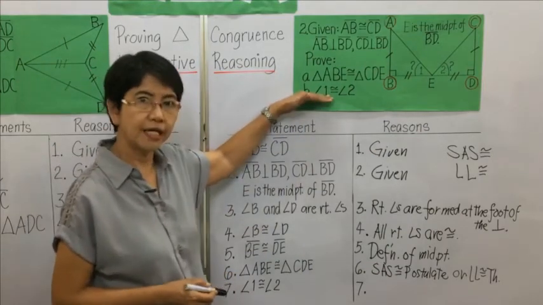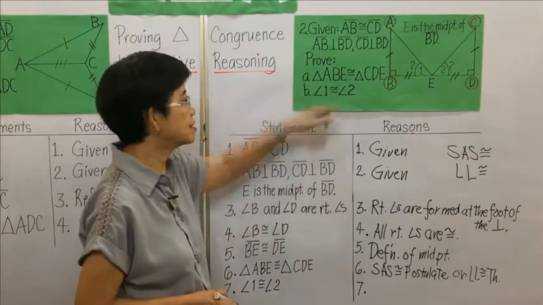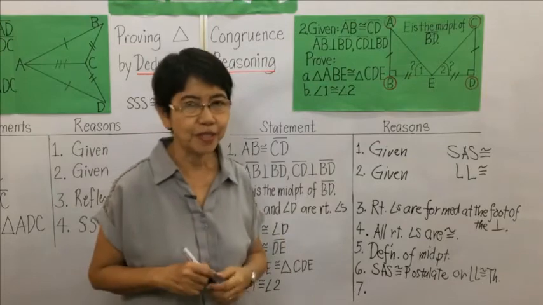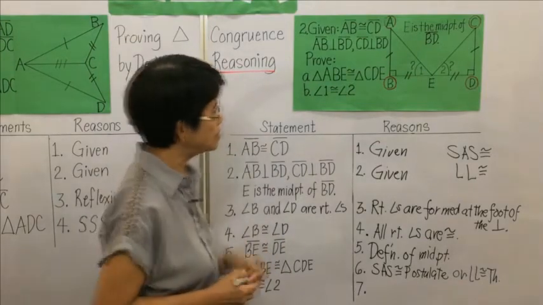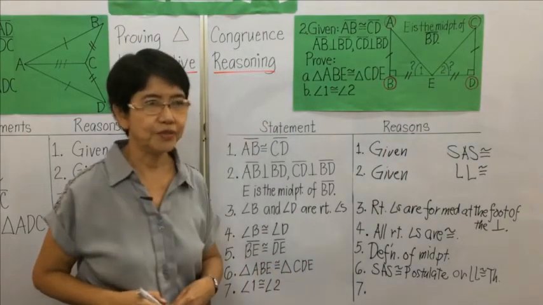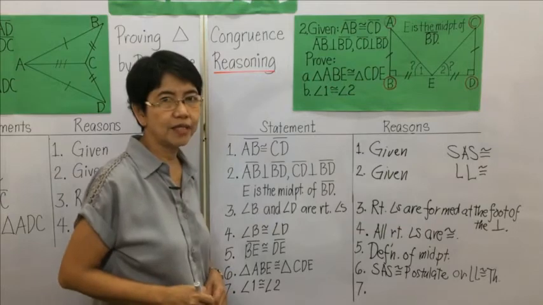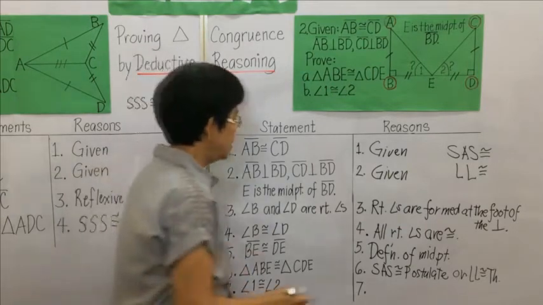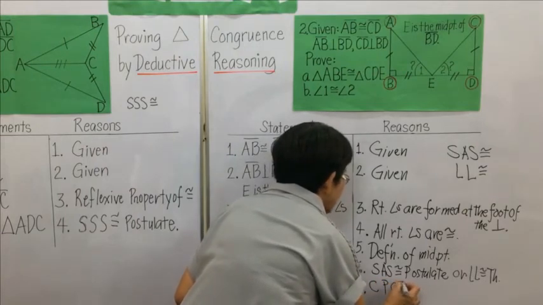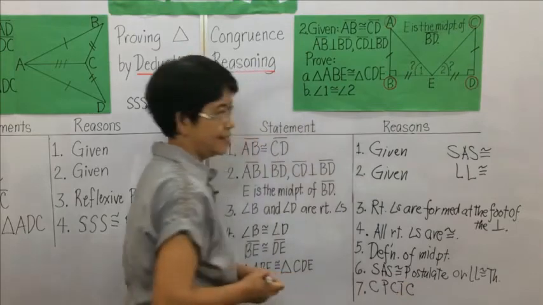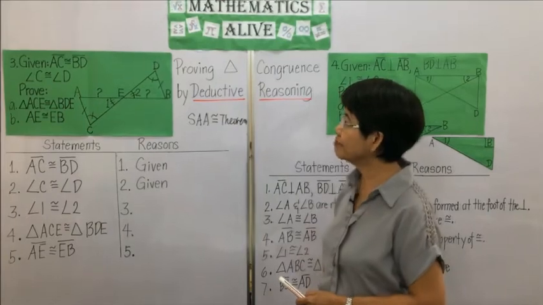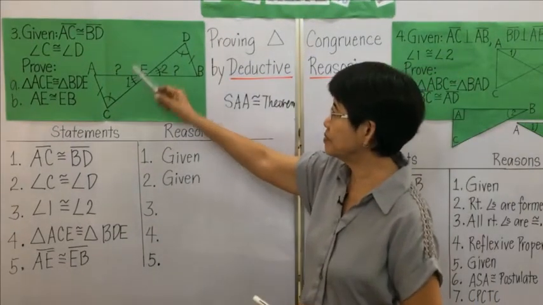And the second part that we are going to prove is angle 1 is congruent to angle 2. If the two triangles are already congruent, then the corresponding parts are also congruent. And angle 1 is a corresponding part of angle 2. Therefore, angle 1 is congruent to angle 2 by corresponding parts. Corresponding parts of congruent triangles are congruent. CPCTC.